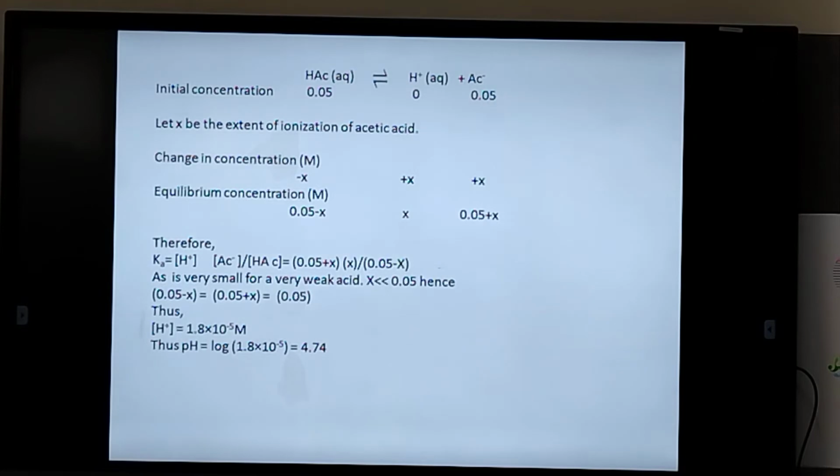When we find the value, we find that H positive concentration is 1.8 into 10 raised to minus 5 molarity, and we can find the log. Applying log, we can find the value of pH, that comes to 4.74.